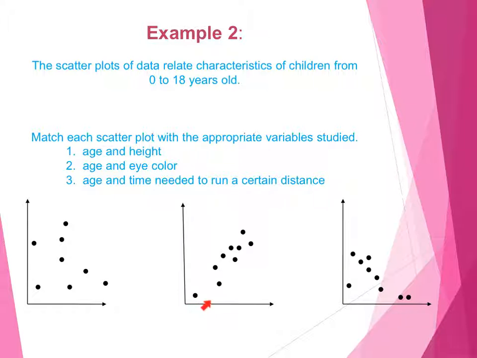As our age increases, because that's our x value, as we get older, here's our height axis. And so our height would get taller. So that's how you do it. And so we can label that. We could say age, and then we could say height. And that would be a positive correlation.